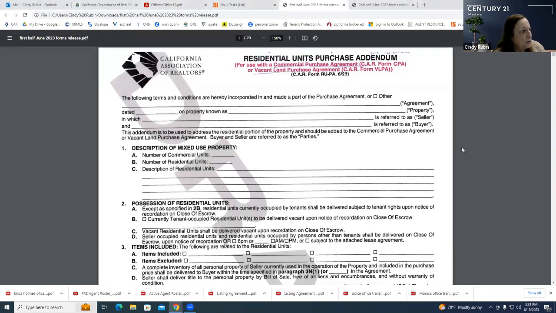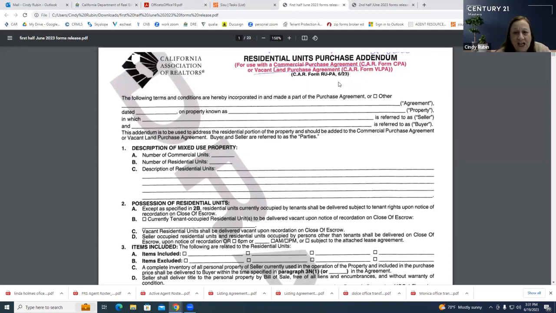Okay, so this first one's a new form. There are 5 new forms, and then 12 forms that we're going to go over with changes. So this is the first new form, and I'm giving it to you with my handwritten notes all over them, if there are any.